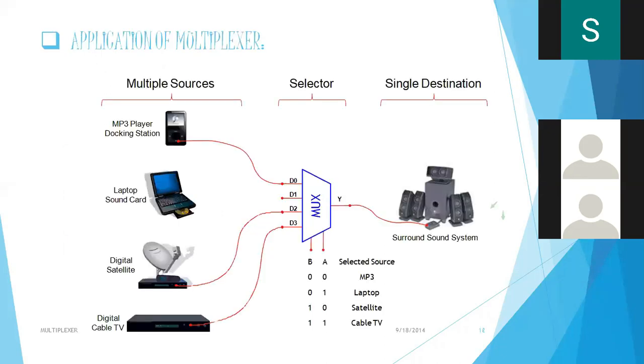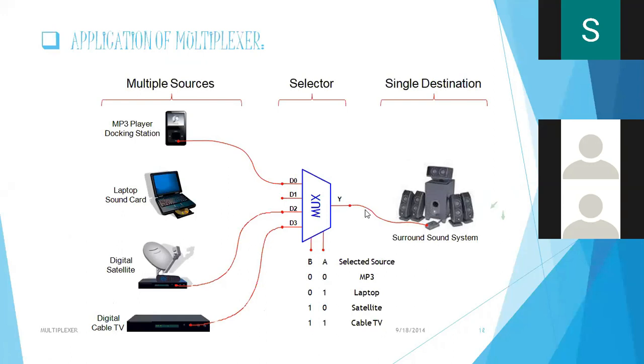And applications are also there. See here, applications of multiplexers. Multiple sources are there: MP3 player, laptop, digital satellite, digital cable TV. But for the sound system, only one of them is needed: either 00 MP3, or 01 we can take the laptop, or 10 you have to take the satellite, or 11 you have to take the cable TV. Is this example application of multiplexer clear?